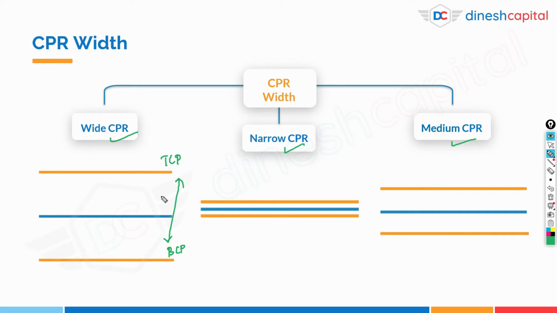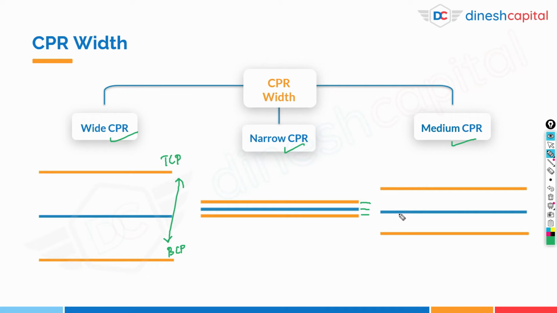What is narrow CPR? When the central pivot line, top central pivot and bottom central pivot are very close to each other, it is called a narrow CPR. If it is very wide, it is called a wide CPR. If you cannot decide if it is narrow or wide, you can assume it as a medium or normal CPR. We don't have specific measures to say this many points is wide or this many points is narrow. We just decide based on eyesight.